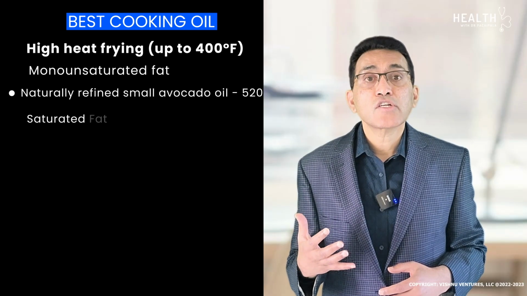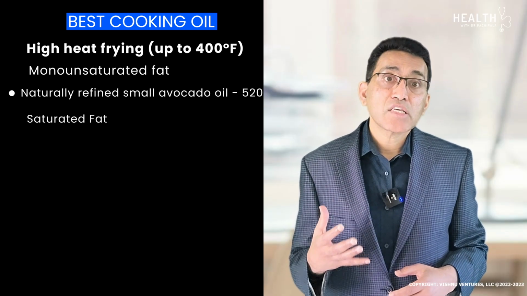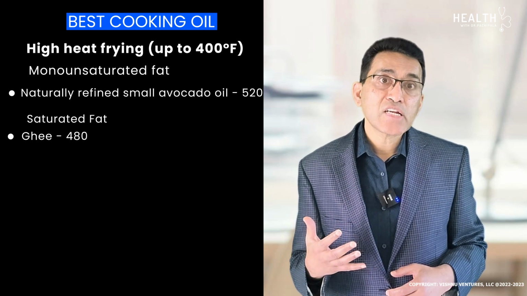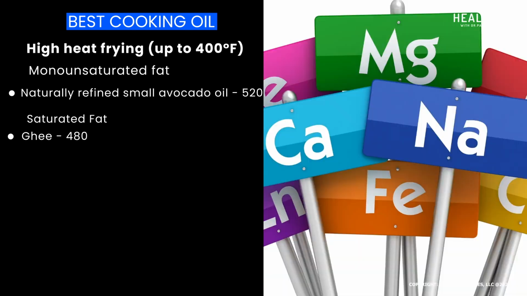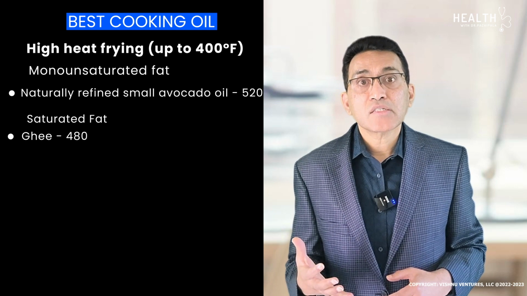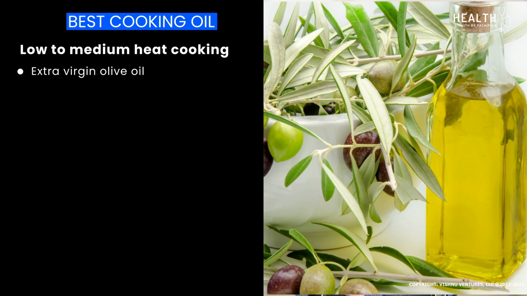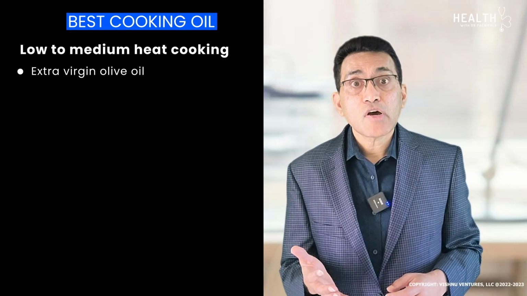Let us look at saturated fat options. For saturated fats, ghee with a smoke point of 485 stands out as a healthy choice because of the vitamins, minerals, and anti-inflammatory butyric acid. For low heat cooking, extra virgin olive oil with smoke point of 325 is the best.